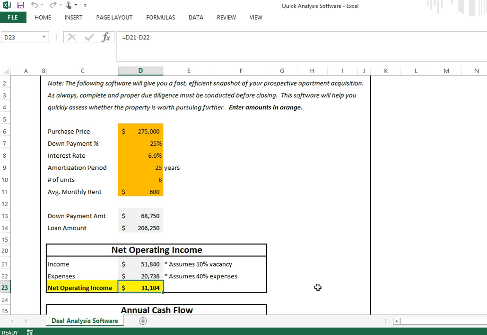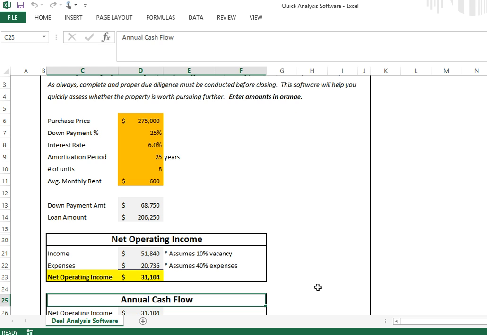Okay, so what we have here is the net operating income. Net operating income represents essentially your cash flow at the end of the year if you had no mortgage. So it's the income of the property minus the expenses, but not including the debt service payment. In the world of multifamily, debt service payment is not included in net operating income ever.